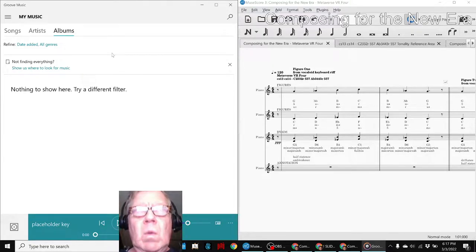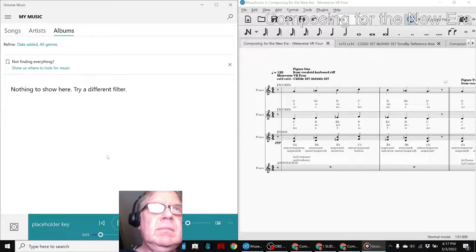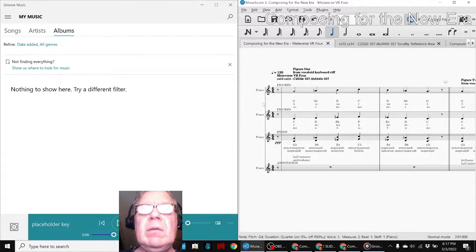Here we go. So on the left-hand side, we have a recording. And on the right-hand side, we have a score.